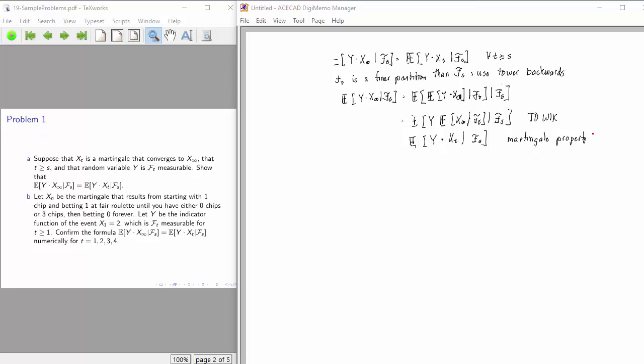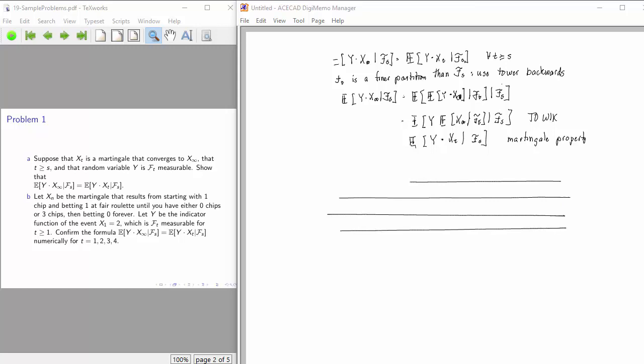Okay, the second part of this problem is a specific example. I'm playing roulette in a fair casino where there's no 0 on the roulette wheel. So if I bet on red, I've got a 50% probability of winning, a 50% probability of losing. I start out at n equals 0 with 1 chip.